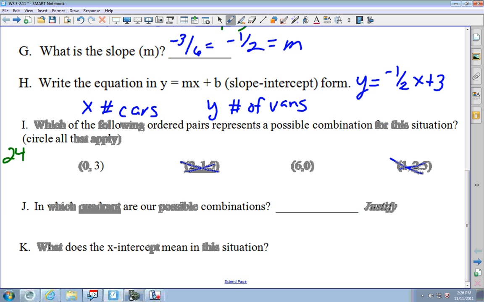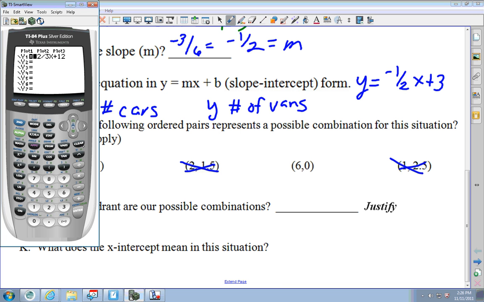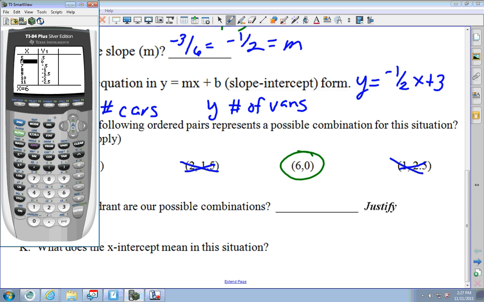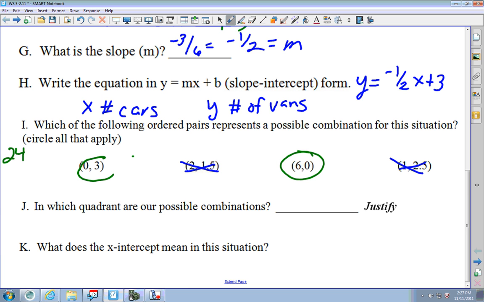So I could go on my calculator and put in the equation negative 1/2 x plus 3, and press second graph. I'm going to look and see, what is that, (6, 0)? Whoops, (6, 0) is right there. So that's a possible combination. And (0, 3). So let's go find (0, 3). It's there. That could be a combination as well. Meaning that I could take maybe 3 vans or 6 cars.